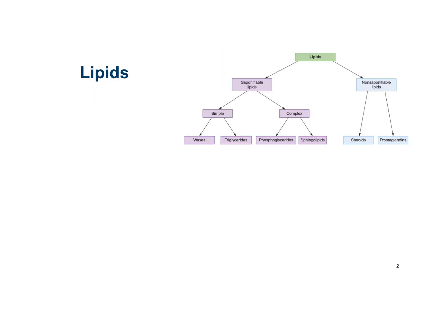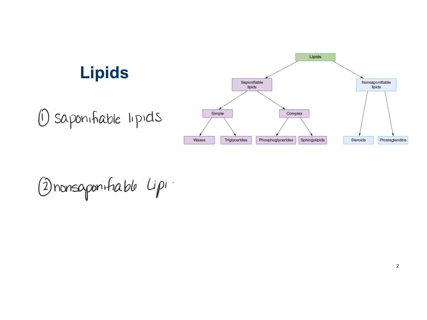Now, lipids are grouped into two main classes. The first class is saponifiable lipids. Okay. And then the second class is non-saponifiable lipids. So those are our two classes.